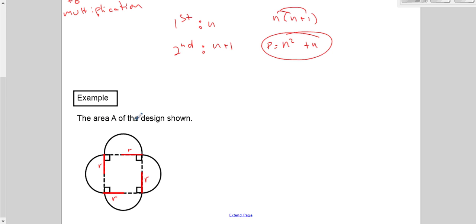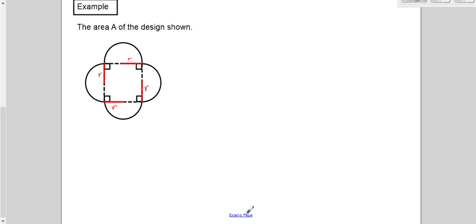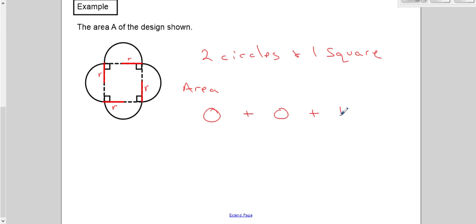Here's an example where I need to represent the area of the design shown. When I look at this, I need to realize that I've got semicircles on the outside of a square. 4 semicircles gives you 2 circles, and we have 1 square. So I'm going to take the area of 2 circles and add it to the area of a square.